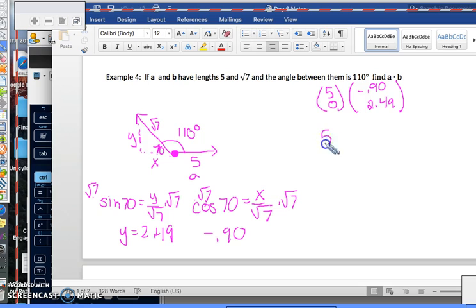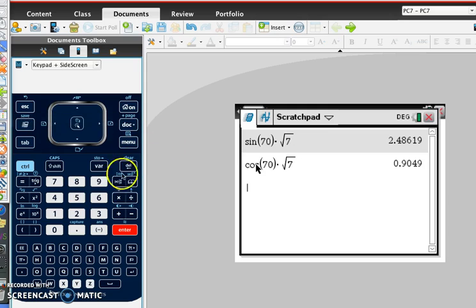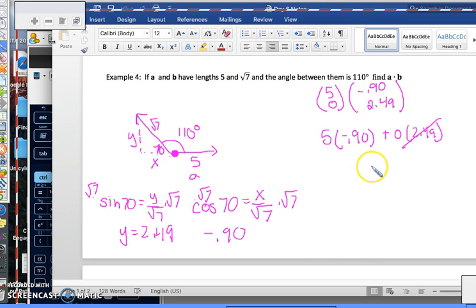So now the dot product, 5 times negative 0.90 plus 0 times 2.49. So that's just 0. So let's see, 5 times negative 0.9, 4.5. So it would be negative 4.9. Or 4.5, sorry.